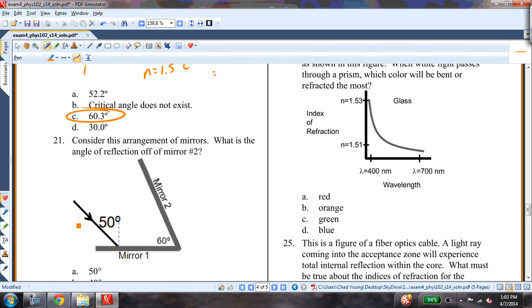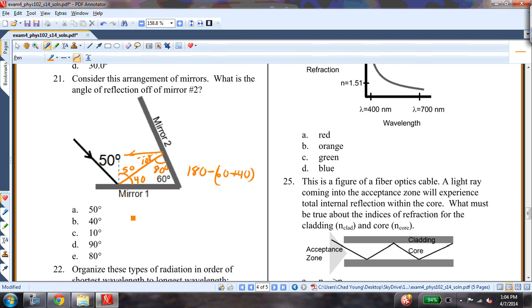Consider this range of mirrors. What is the angle of reflection off of mirror 2? All right, well, I know that this angle has to be 50. If that angle is 50, this angle has to be 40, and this angle has to be 180 minus 60 plus 40. That's 180 minus 100, so that has to be 80 degrees. It looks really steep. And then that means this angle has to be 90 minus 80, or 10 degrees, and then it's going to reflect off at 10 degrees. So the angle of reflection off mirror 2 is 10 degrees, C.